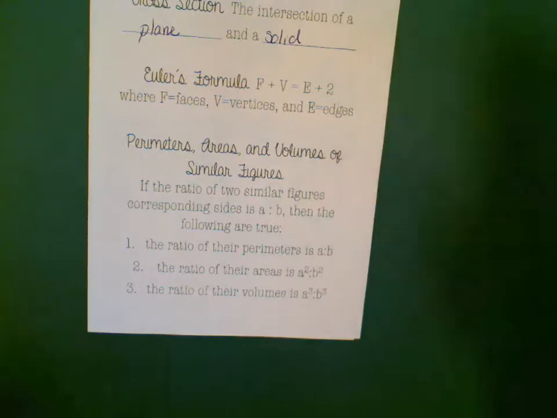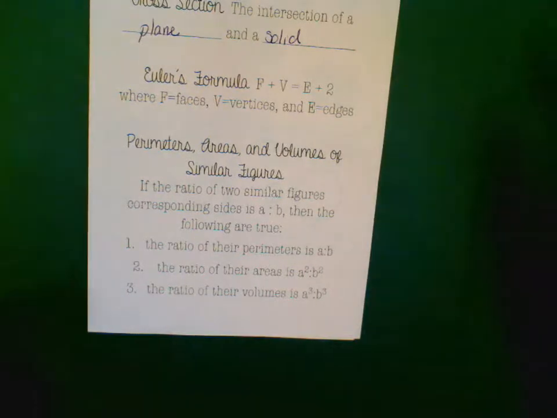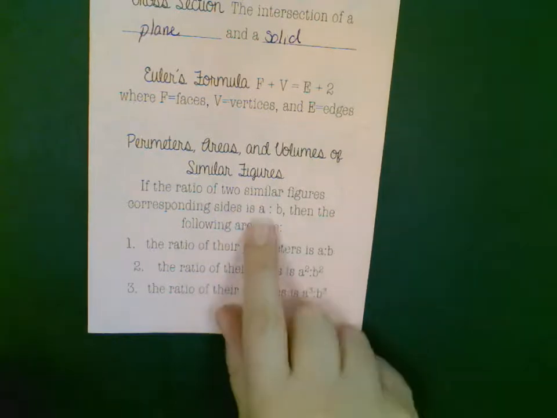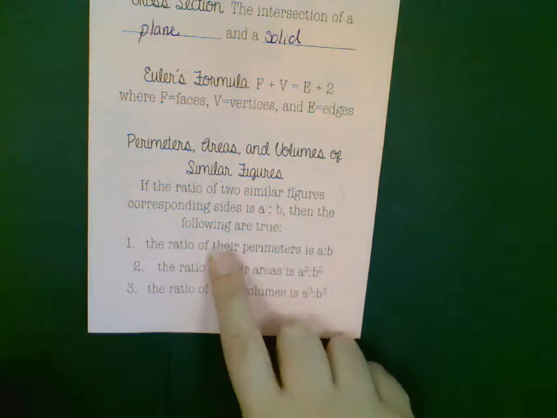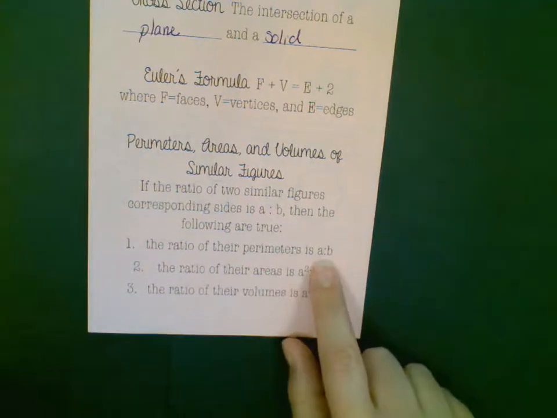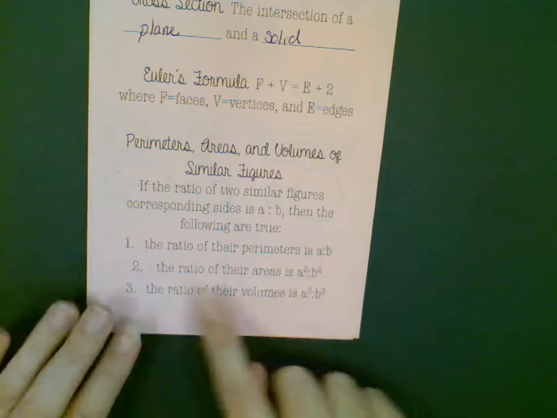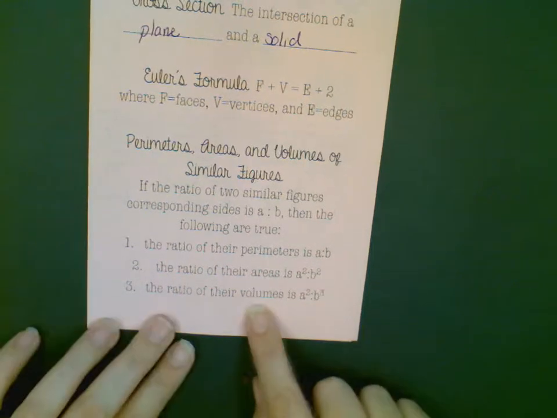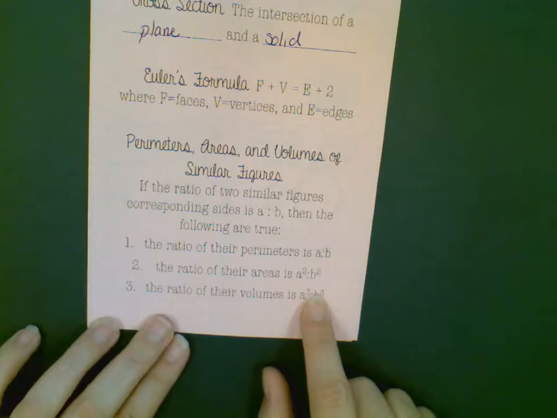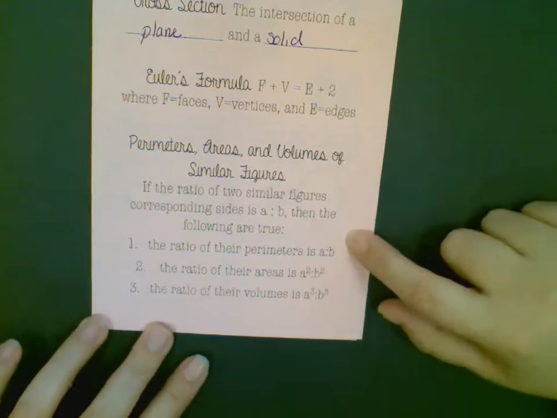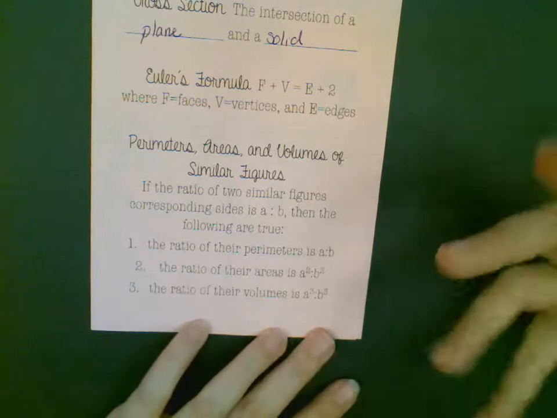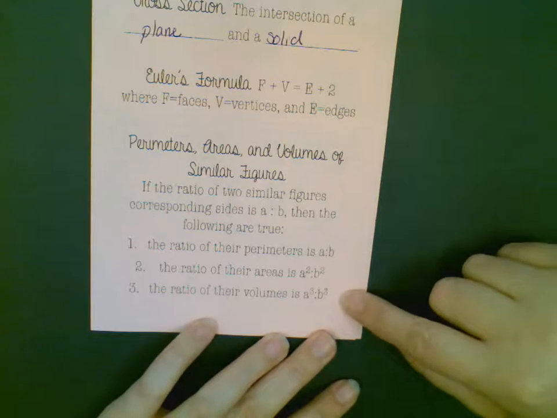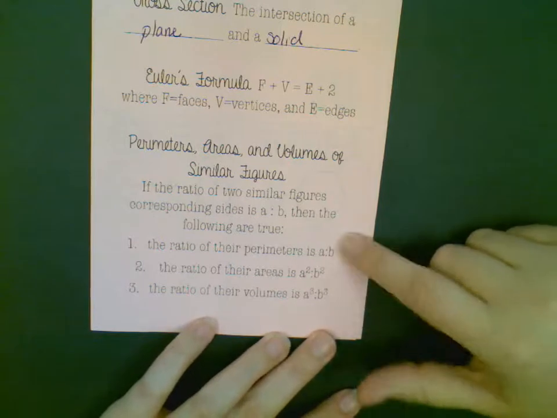If we have two figures that are similar and we're comparing their sides, sides A to B, then the ratio of the perimeters is just those side lengths. To find the ratio of their areas, we would square them, and for their volumes, we would cube them. That makes sense because perimeter would be inches or feet, area would be inches squared, and volume would be inches cubed.